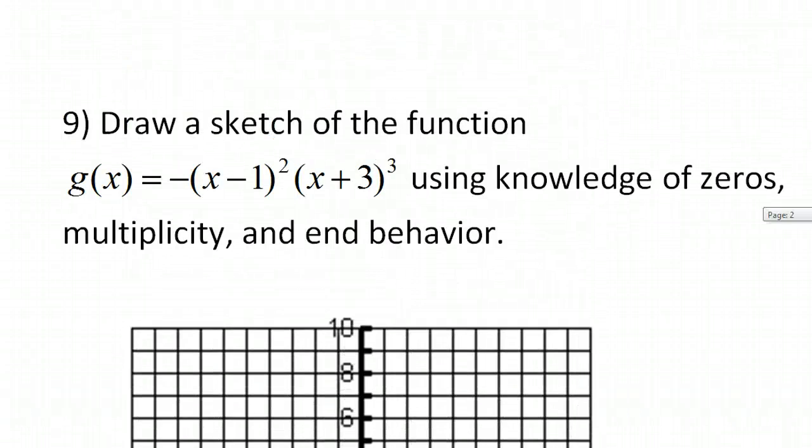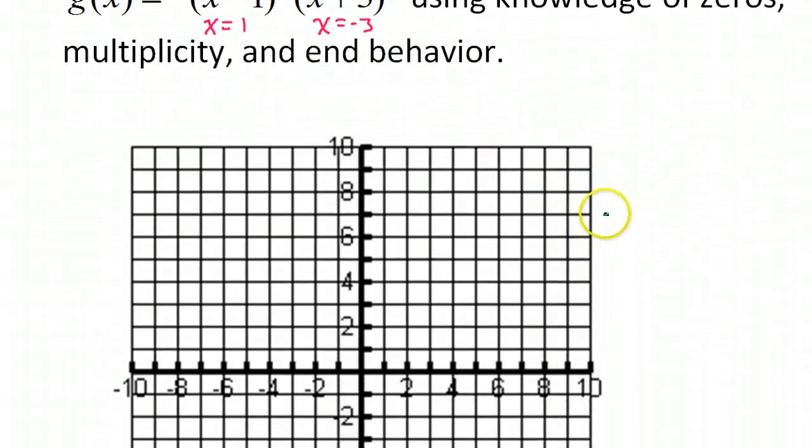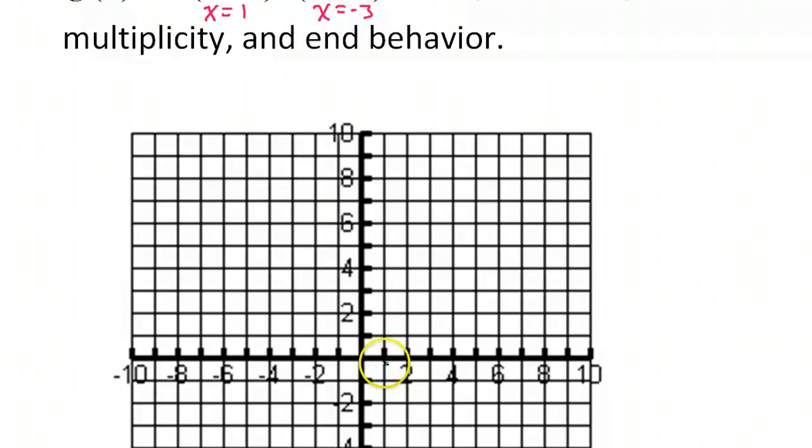Now over here we've got number 9. This is sort of the opposite. So this time we're given the polynomial and we're supposed to sketch a graph of it. Now let's start with these zeros. With a factor of x minus 1, that means we have a 0 of x equals 1. With a factor of x plus 3, that means we have a 0 at x equals negative 3. Okay, so 1 and negative 3. So we're going to have a 0 here and a 0 here.